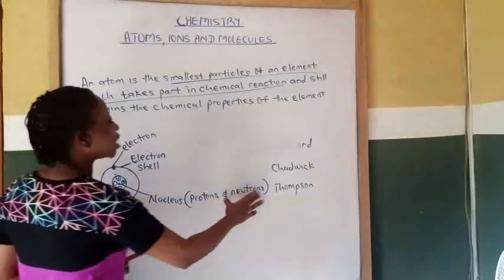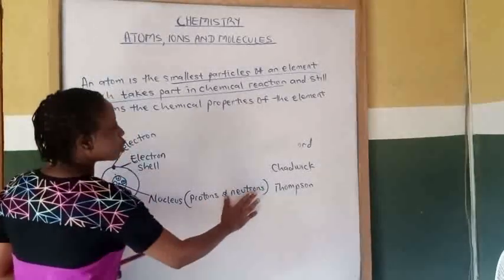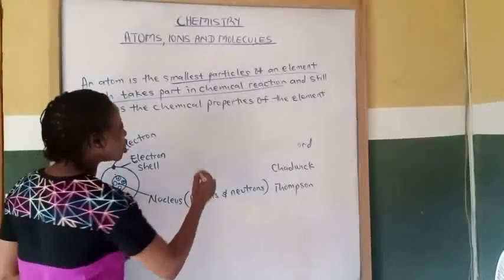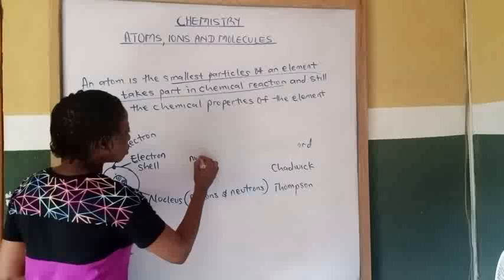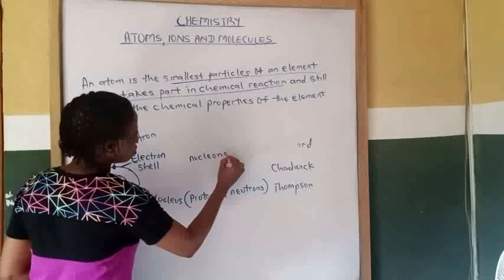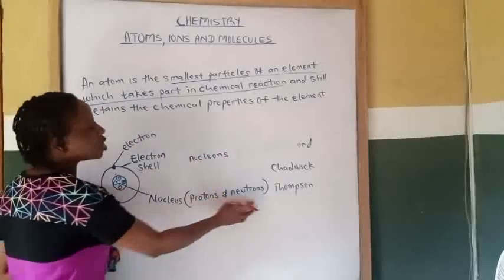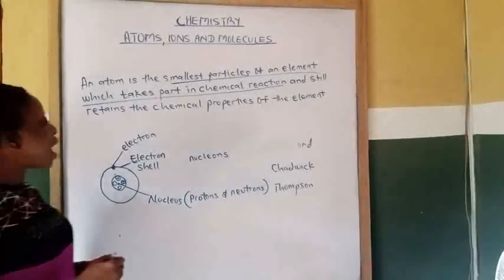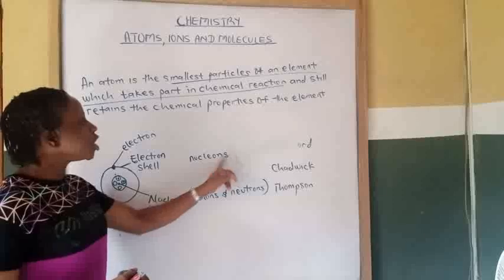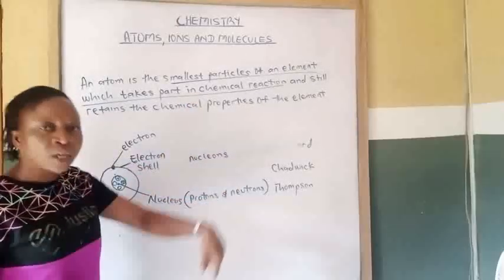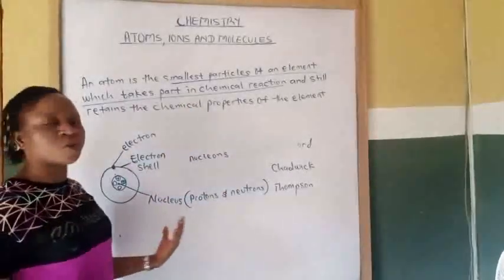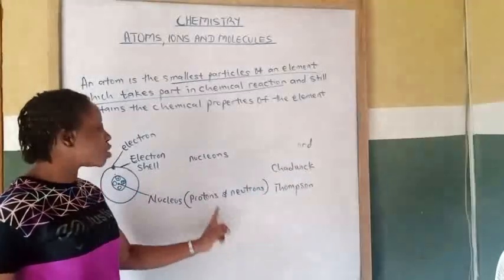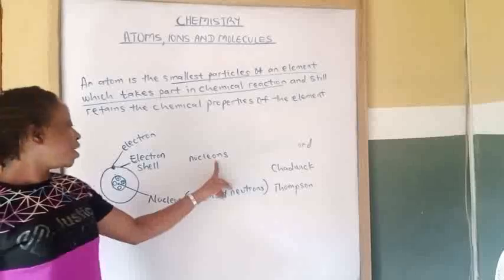Now the proton and neutron which are present in the nucleus of an atom are called nucleons. Nucleons are the proton and neutron present in the nucleus of an atom, because they may ask you to define nucleon. Nucleon means nucleus of an atom. So what are the things present in the nucleus of an atom? The protons and neutrons. So protons and neutrons are the nucleons.